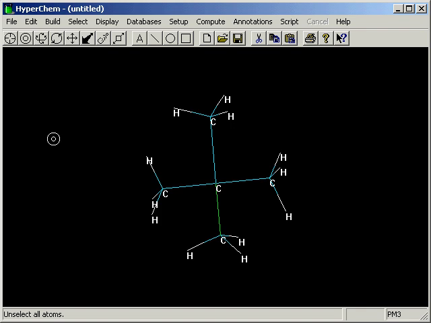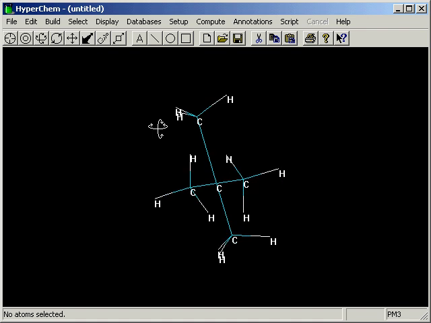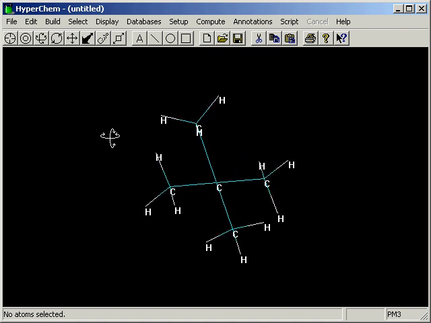So anyway, when you're building molecules, you can, if you like, apply various constraints so that you get the kind of structure that you want built. In particular, bond lengths, angles, torsions, atom geometries, and so on can be constrained. These are quite different from restraints, which is another topic in HyperChem.